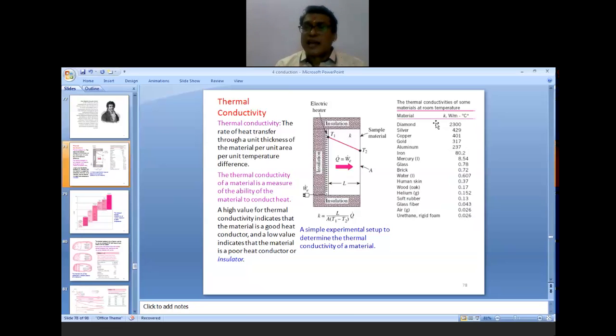Diamond has the highest thermal conductivity of 2300 watts per meter degree Celsius. Below that, silver, copper, gold, aluminum, all these are your metals. Now come to the wood. Wood and water have a thermal conductivity of 0.6 watt per meter degree Celsius. You have to remember this for the water. Water and the air also, you can remember it. Air is 0.026 watt per meter degree Celsius.